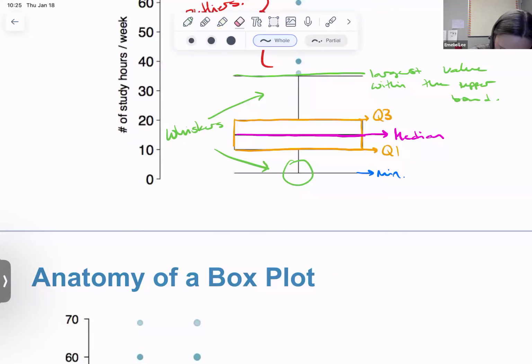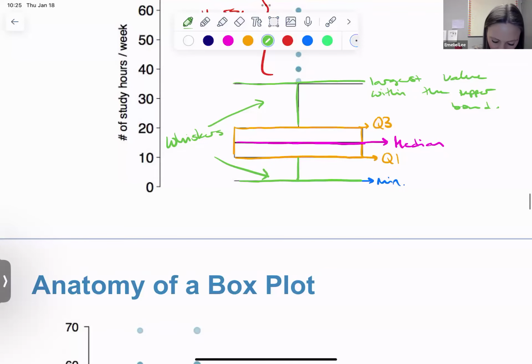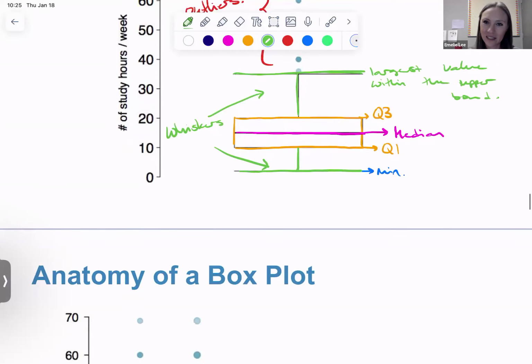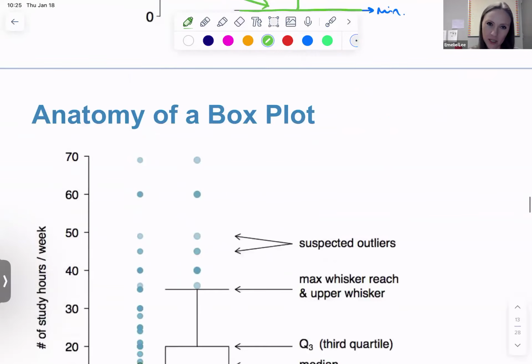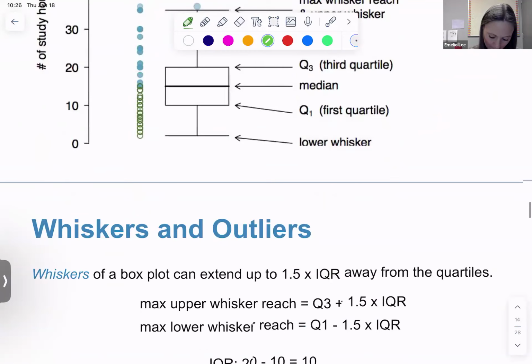I circled these things, but I shouldn't have. These are the whiskers, but they get extended down. So I guess the T part is the whisker. Yeah. Nice. But it is this horizontal part. Good. Keeping me honest. Okay.